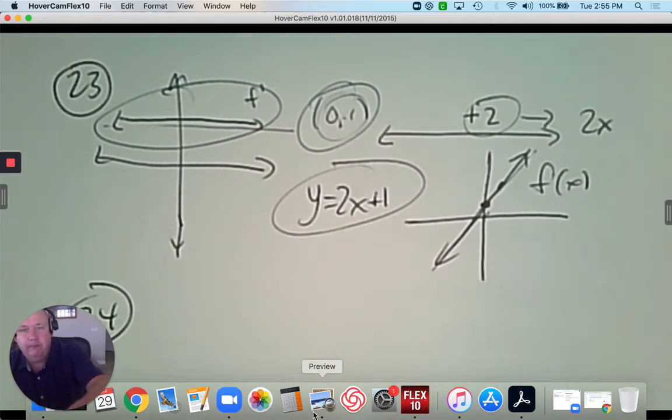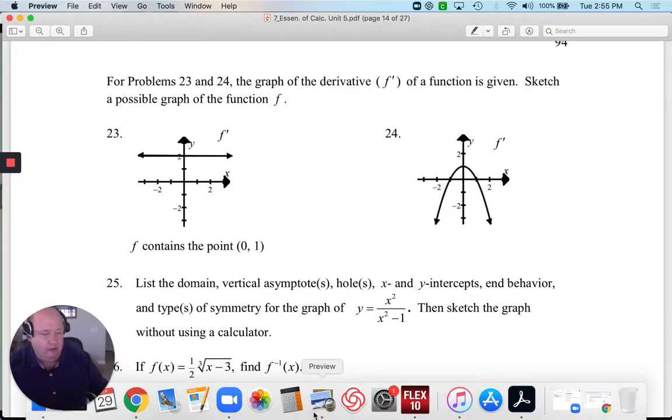24. Again, you're given the derivative. So what I'm going to do is do a number line for the first derivative. What's the x-intercepts? -1 and +1. Those are my critical numbers. And is there anywhere where the derivative's undefined? No, it's continuous. It's below, that's negative, and then -1, and then above, and then below. So it's negative, positive, negative. And it says start at 0, 1 again.